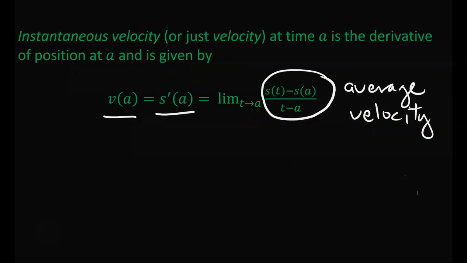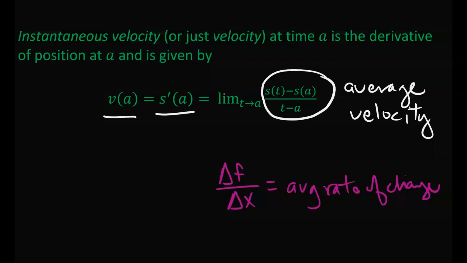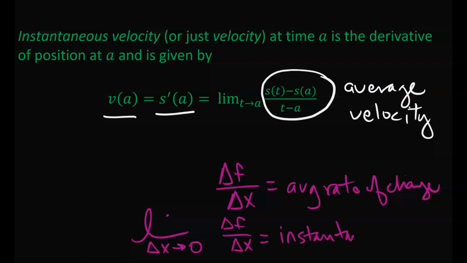But we already have two interpretations of this. Obviously we have velocity as one interpretation, but if we don't think of our function as the position function, and instead it's just some general function, then the change in the function over the change in the input, as we mentioned previously, is the average rate of change. And then if we take the limit as the change in the input goes to 0, this is the instantaneous rate of change. So we have our derivative as the instantaneous rate of change.